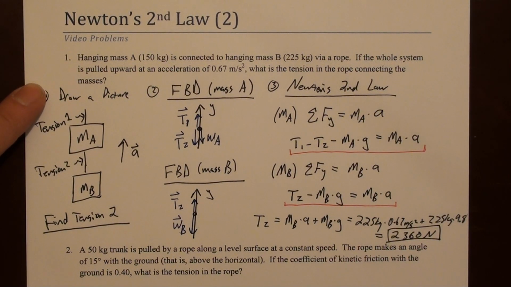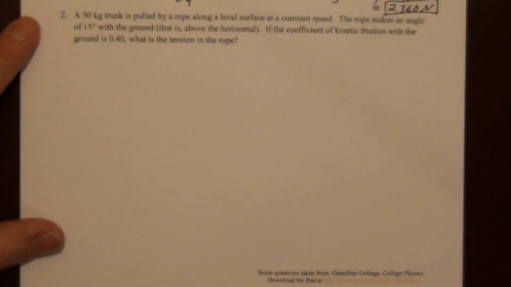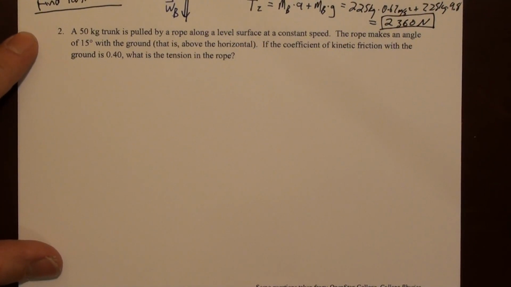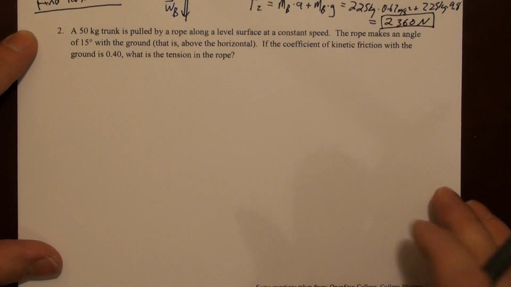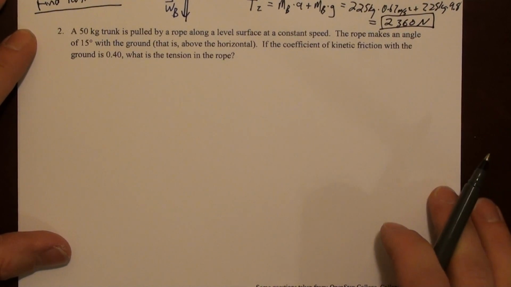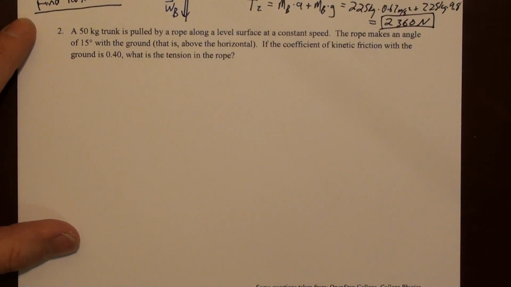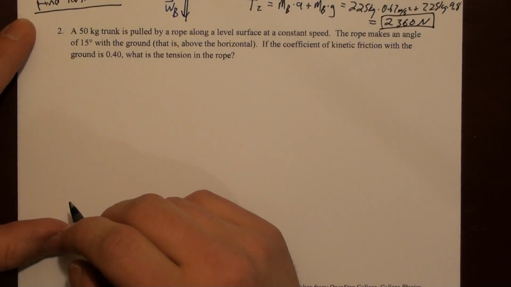Okay, so let's look at the second problem. Second problem says I have a 50 kilogram trunk pulled by a rope along a level surface at a constant speed. All right, the rope makes an angle with the ground of 15 degrees. That's above the horizontal, and we're given the coefficient of kinetic friction, and we're asked to find the tension in the rope. So let's draw a picture again.